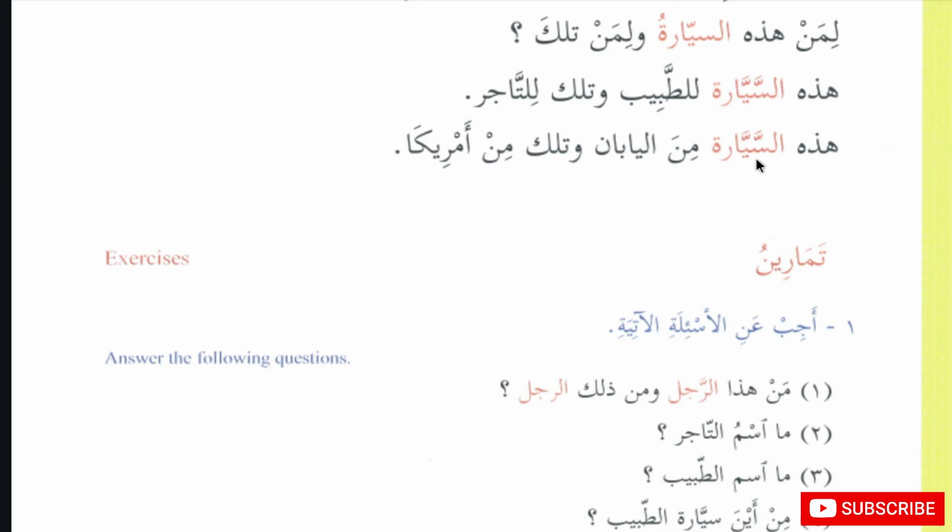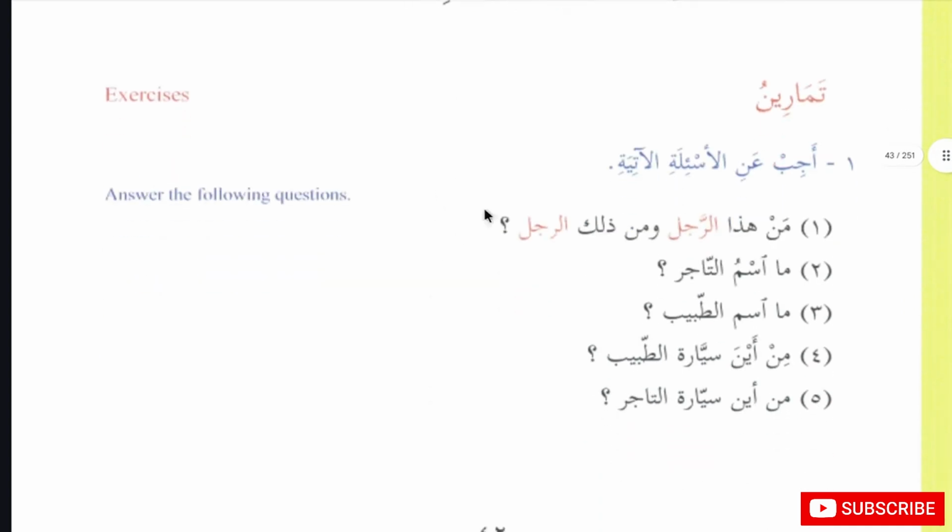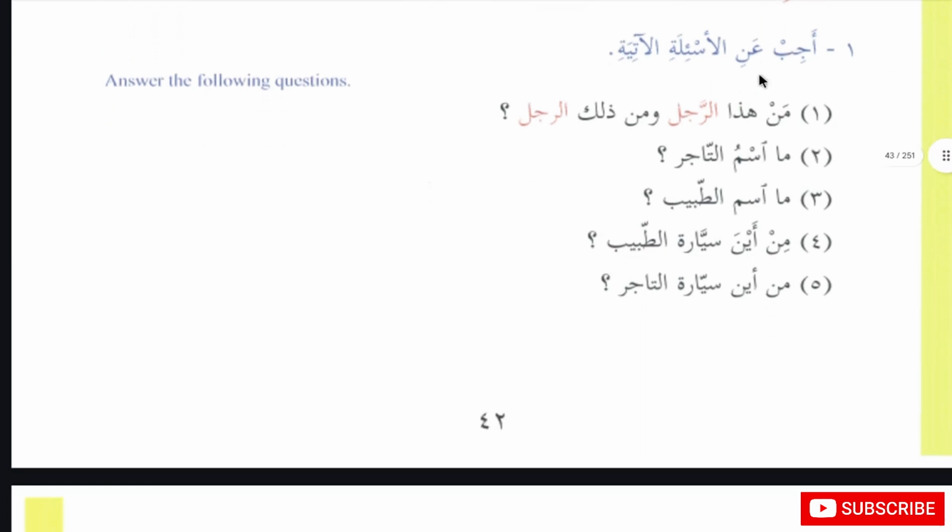هذه السيارة من اليابان. This car is from Japan. وتلك من أمريكا, and that car is from America. Here's some more practice which you can do. أجب عن الأسئلة الآتية. Answer the following questions.